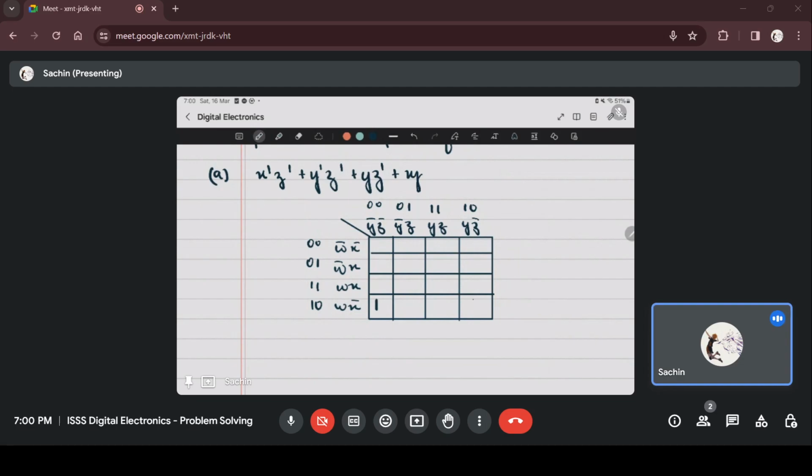X prime z prime is those two squares and those two squares. Y prime z prime is those four squares. yz prime, and the final term is xy, that is xy, that's also xy.